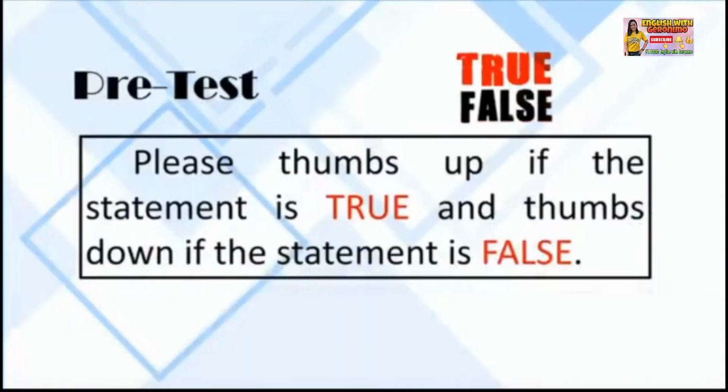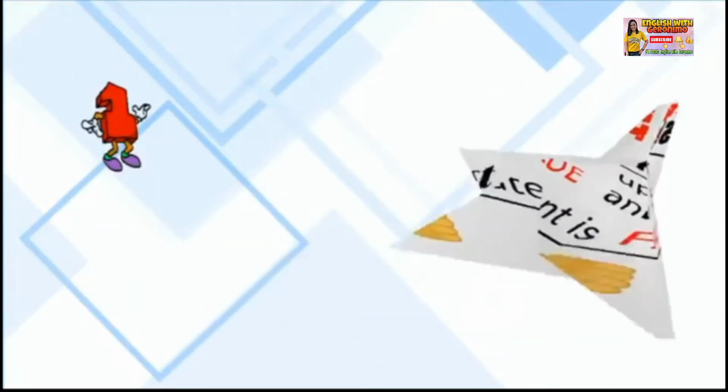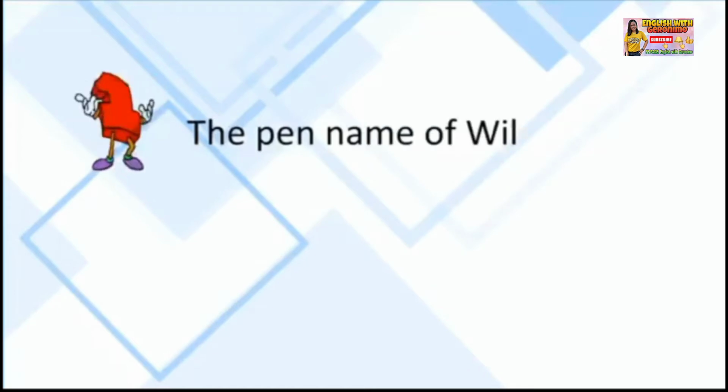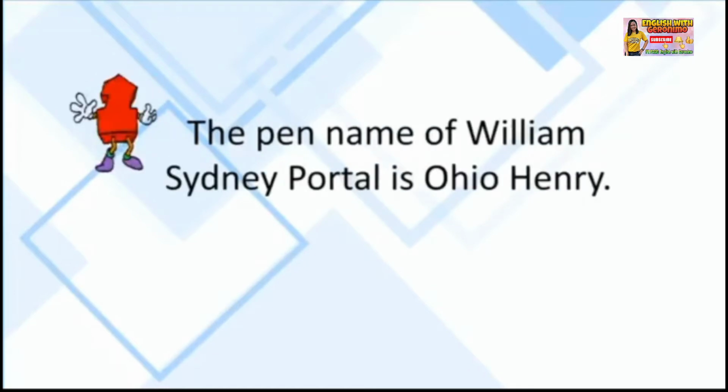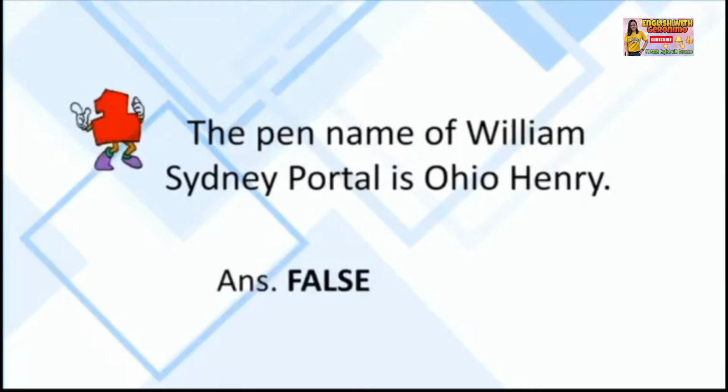Please thumbs up if the statement is true and thumbs down if the statement is false. Number 1. The pen name of William Sidney Porter is Ohio Henry. The correct answer is false. It is O. Henry.